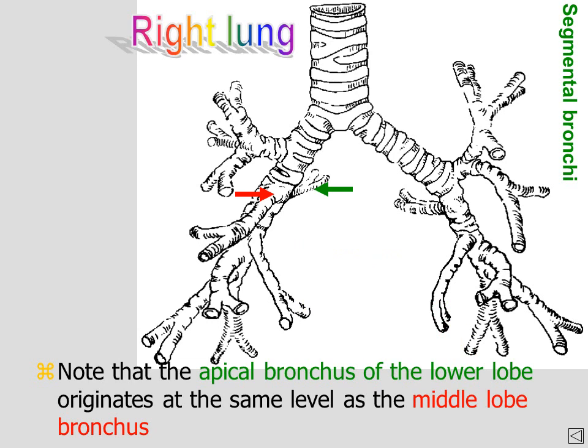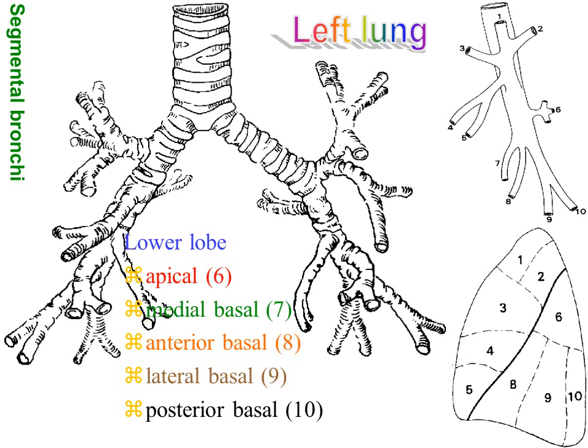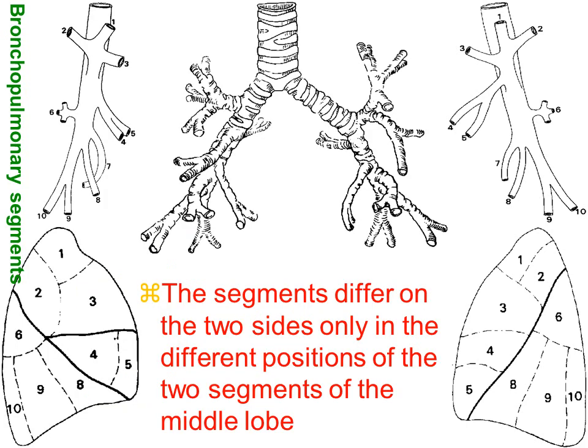The apical bronchus of the lower lobe originates at the same level as the middle lobe bronchus. The left upper lobe contains apical, anterior, posterior, superior lingual, and inferior lingual segments. The lower lobe contains apical, medial basal, anterior basal, lateral basal, and posterior basal. The segments differ on the two sides only in the different position of the two segments of the middle lobe.